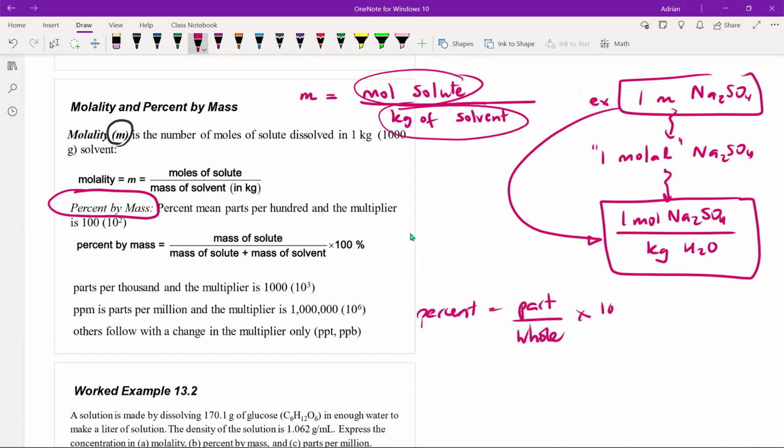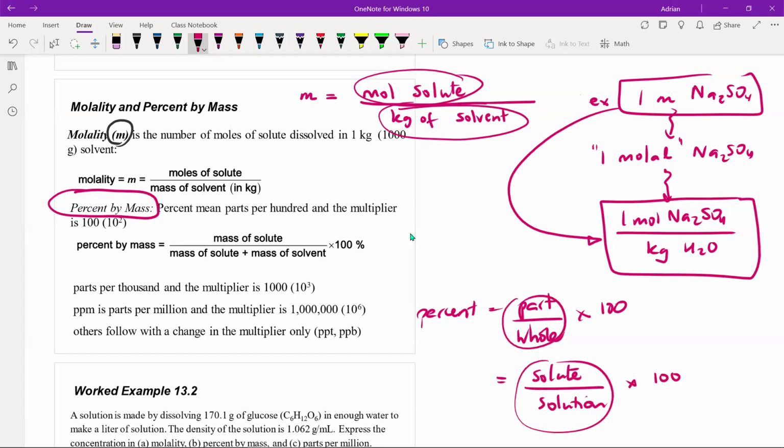And then times it by 100 to get a percentage, or to convert it to a percentage. Well, when you have a solution, the part is the solute, and the whole thing is the solution. Then we're going to times it by 100. It's the same concept, except now we're looking at mass percent. So now we're going to be looking at the mass of the solute over the mass of the solution. That's all that it is.